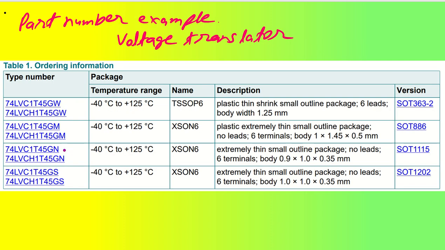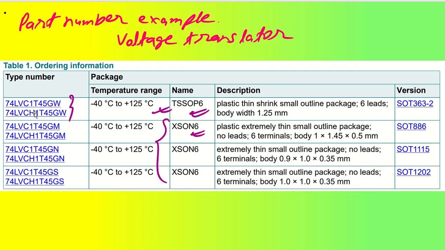Coming back to the part number example, it has a TSSOP package or an XSON package. XSON packages are very small, and TSSOP packages are with pinout packages. So you can see we have two part numbers, one with LVC and another with LVCH.